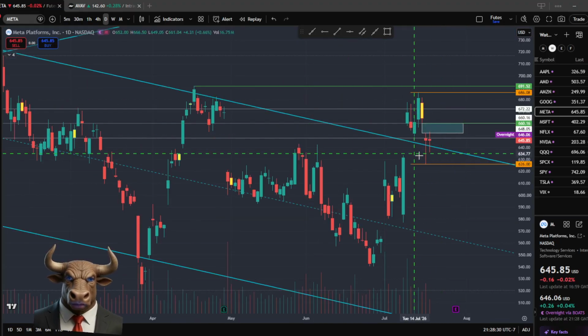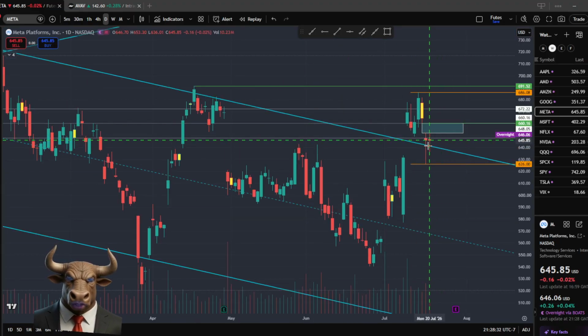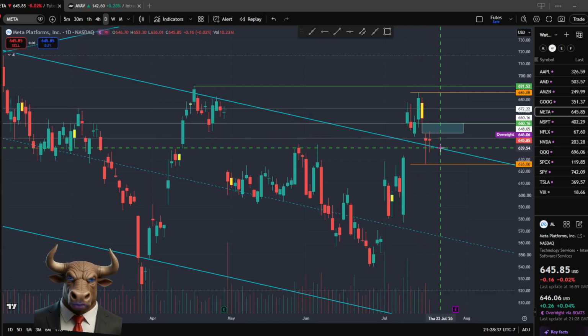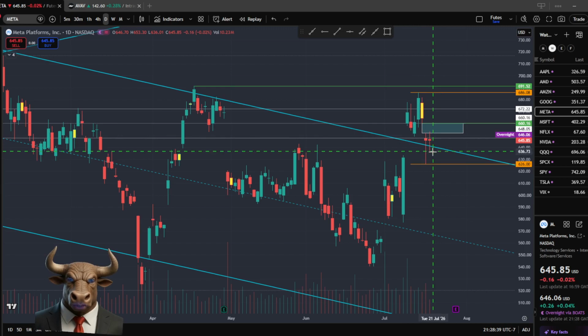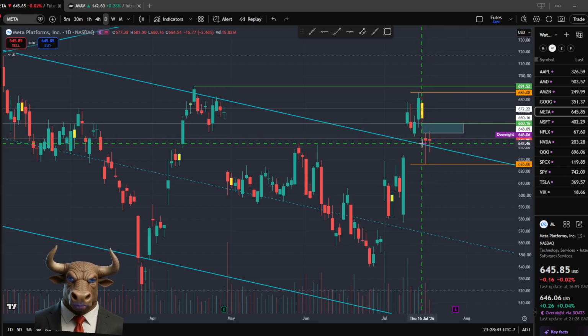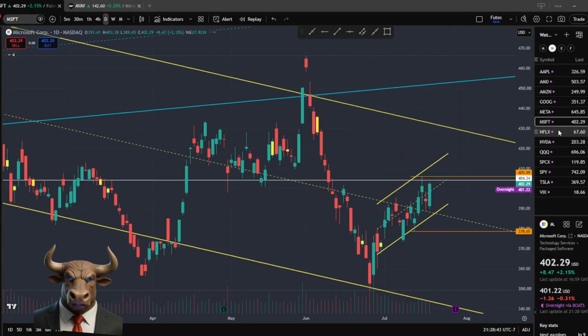Meta, bullish here as long as we can hang above this trend line. Nice consolidation here. This doesn't bother me at all that these are two red candles. And as a matter of fact, it shows me there's a lot of selling, but they still weren't able to push the price down. Microsoft is looking to push. If it can break that 404.24, it could really get going.